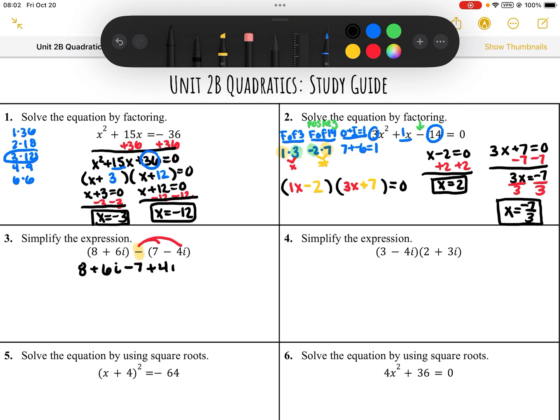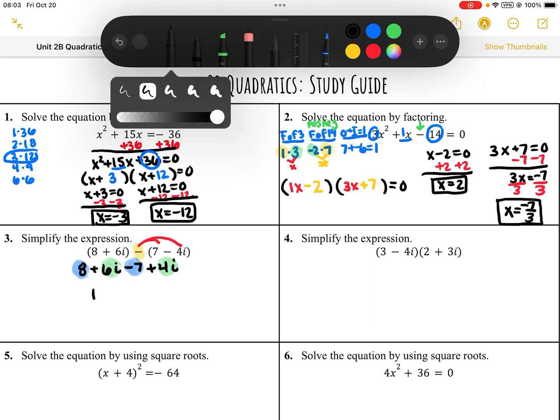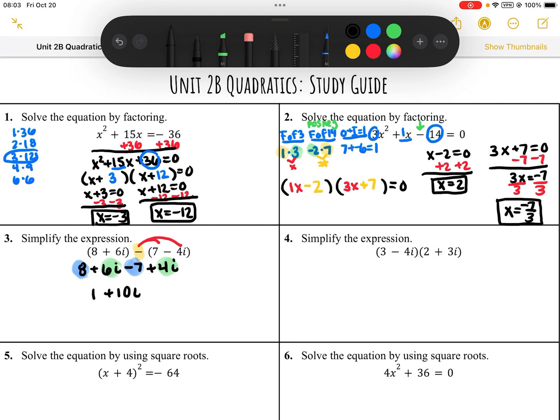So now I'm going to have 8 plus 6i minus 7, and then negative times a negative 4i gives me a positive 4i. Now I need to combine my like terms. So my constants, my numbers are like terms. So 8 minus 7, that's going to give me 1. And then my imaginary numbers are like terms. 6i plus 4i gives me 10i. So my answer is 1 plus 10i.